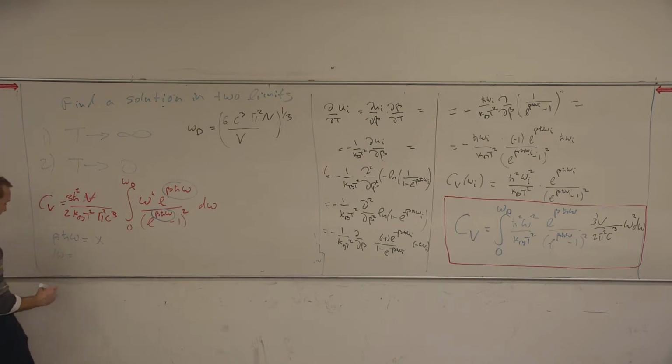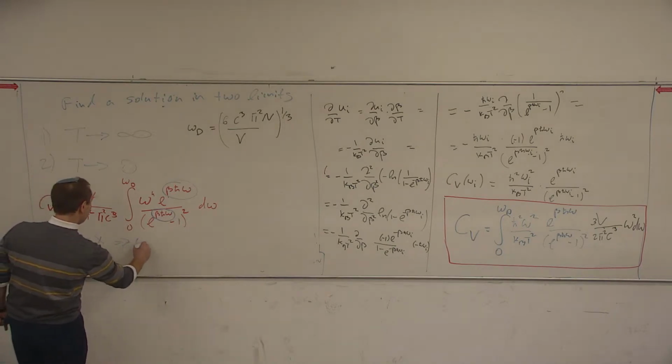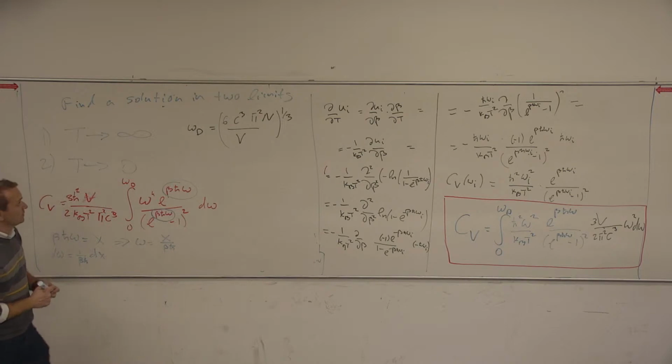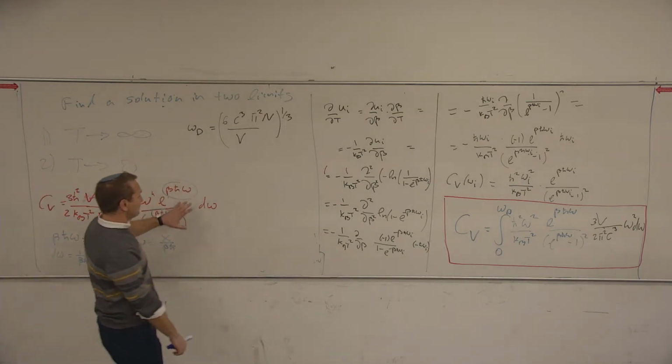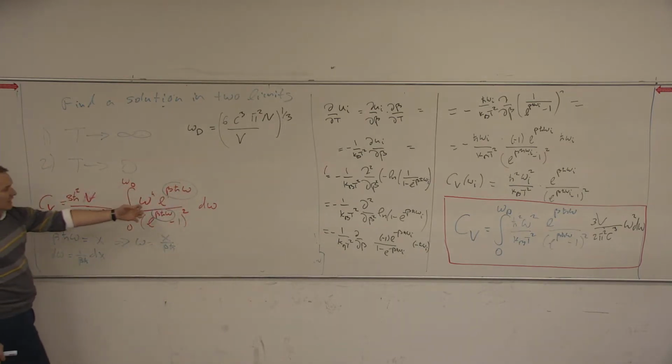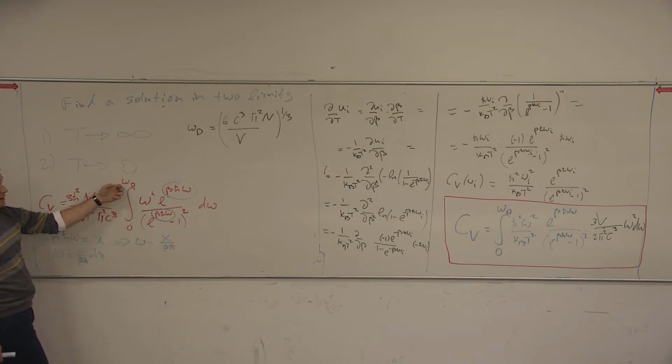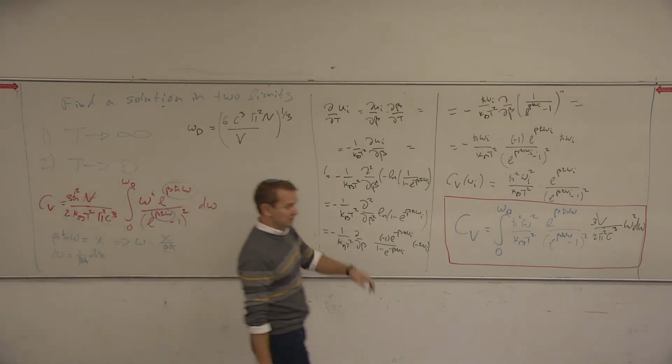Now, what is d omega? So d omega is 1 over beta h bar dx. And omega is equal to x divided by beta h bar. So we are going to introduce all of this inside the integral. Some of the parts are going to get out, and this limit is not going to be affected. 0 will stay 0. Omega_D pi will be something else.